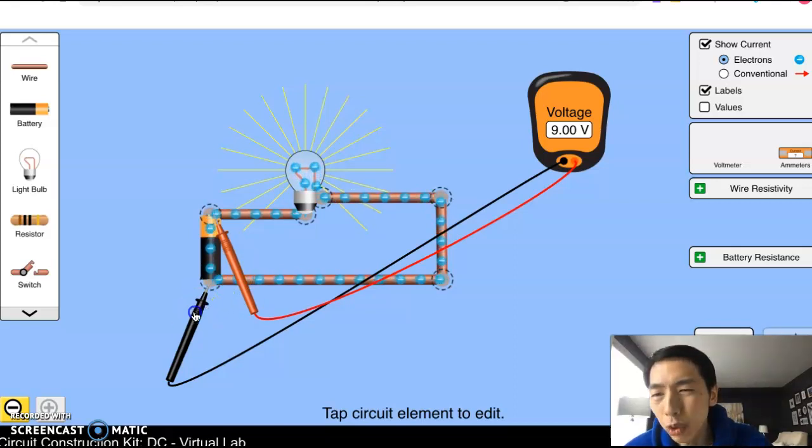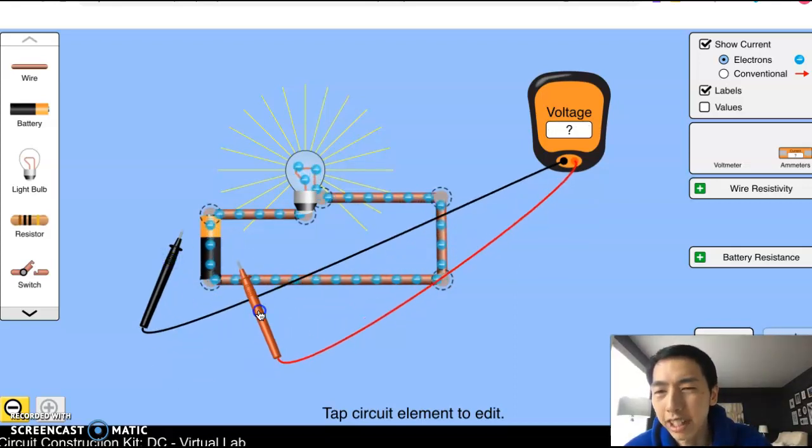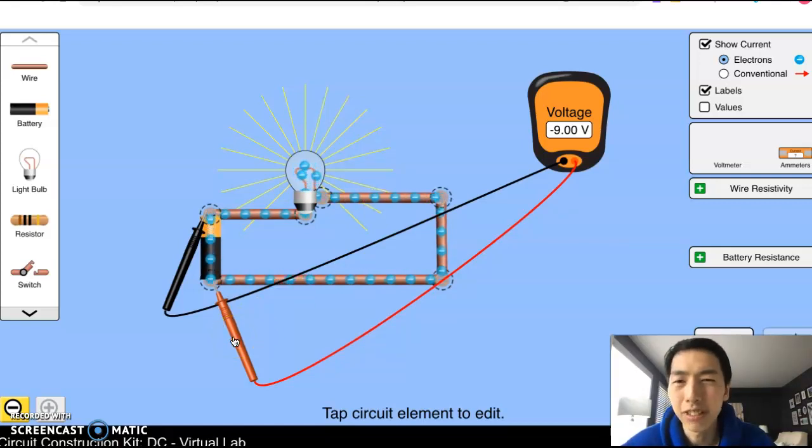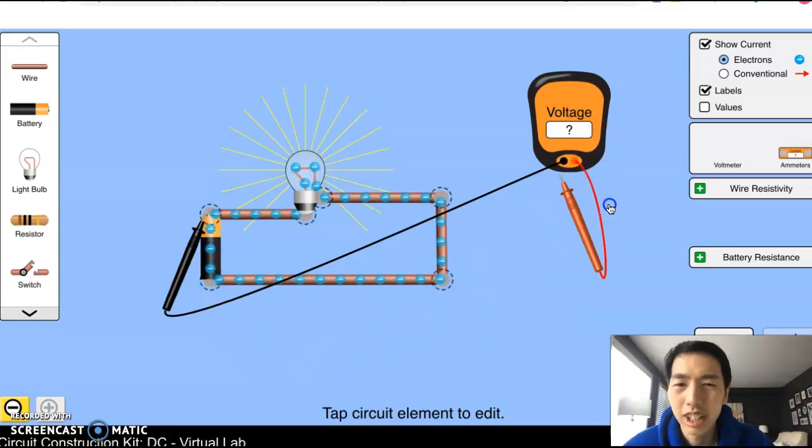What happens if I switch the order of the red and the black needles? Well, then this actually says negative 9 volts. All right. And that's because it's kind of hooked up backwards. I do not want you to worry about the positive or negative sign, okay? All I really care about is the number 9. Just know that the battery is providing 9 volts and the light bulb is using 9 volts, no matter whether or not your voltmeter says positive or negative. And that's how you measure voltage.